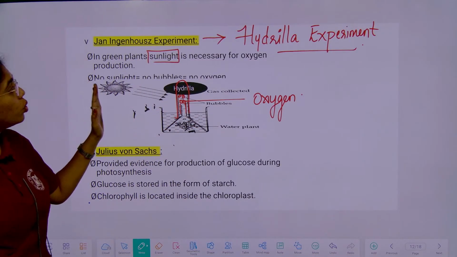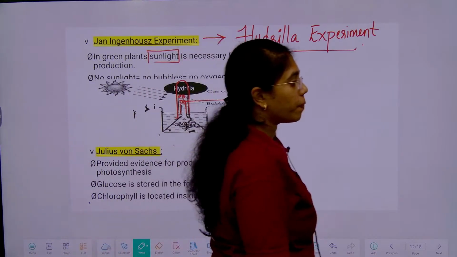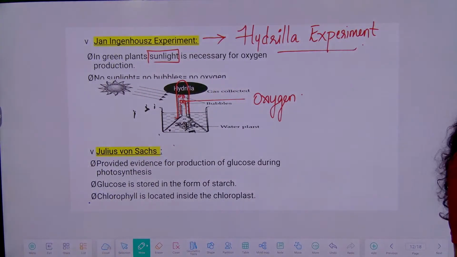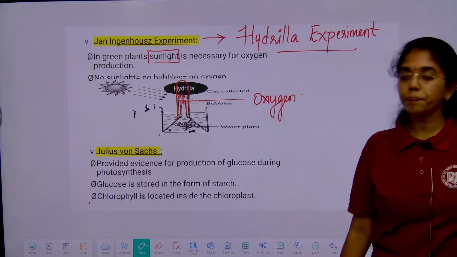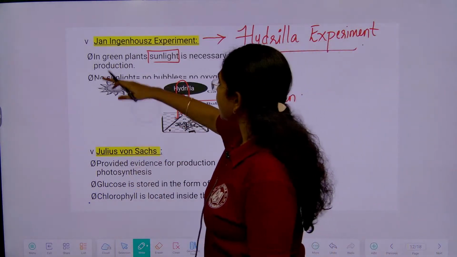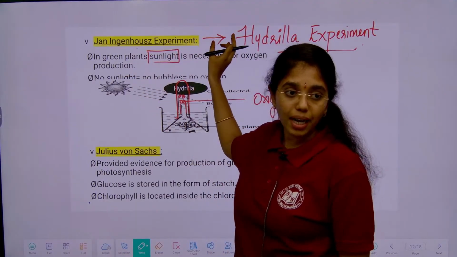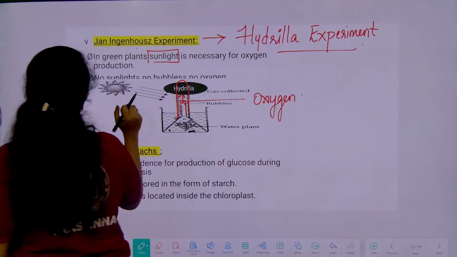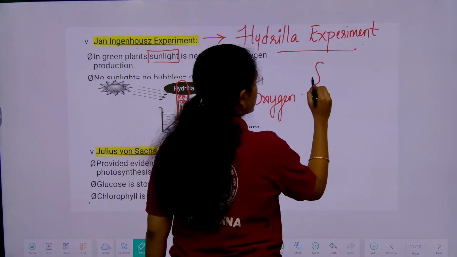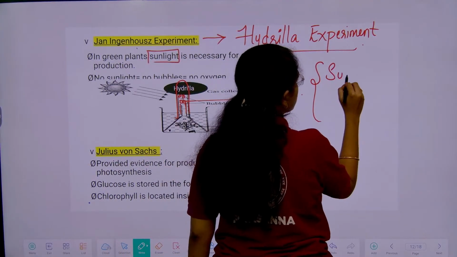So who is the scientist who proved this? Yes, this is important for the exam. Listen carefully. Who proved this experiment? Jan Ingenhousz. What are the points he proved with the Hydrilla experiment? That sunlight and oxygen are essential for photosynthesis.